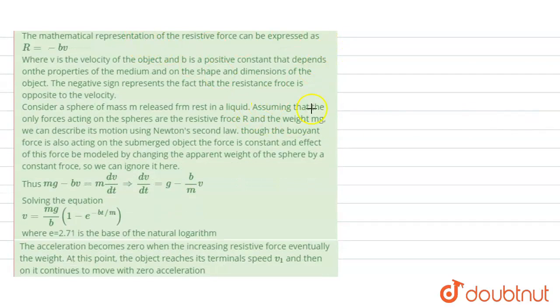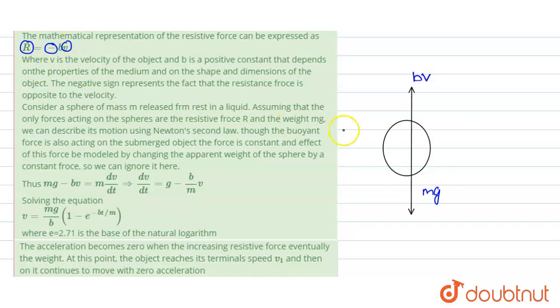Let's say we are having a sphere. There would be forces acting on the sphere. One would be the downward force, which would be equal to mg. And one would be a resistive force, since the sphere would have a velocity. If the velocity is in the downward direction, the resistive force would act in the upward direction, and it is given to be b into v. So the resistive force is proportional to the velocity but acts in the opposite direction to the velocity.